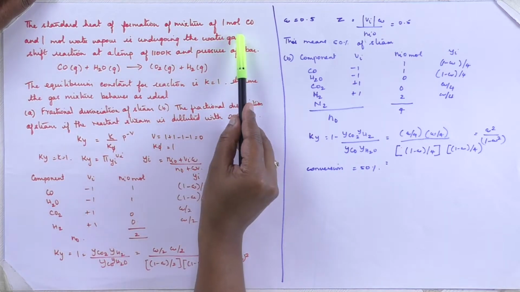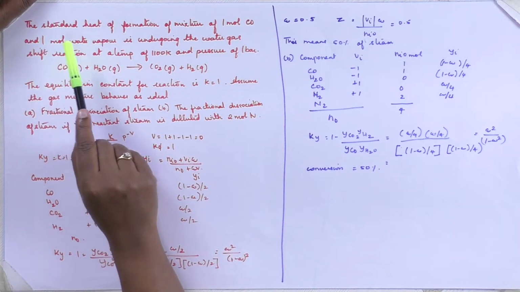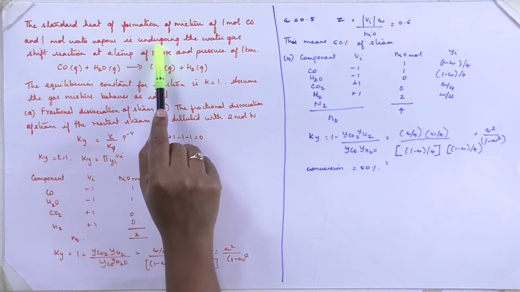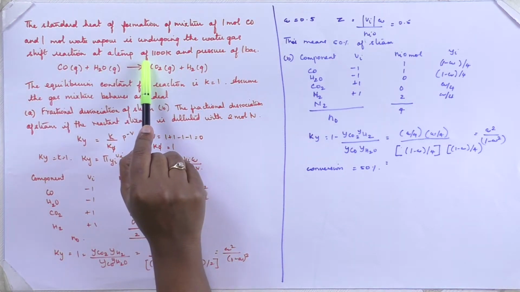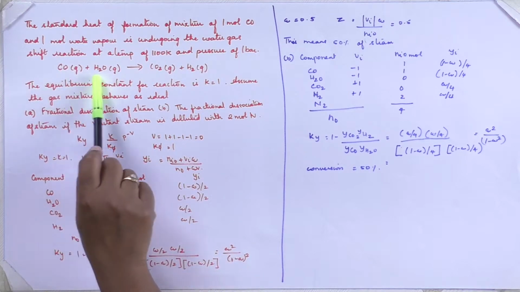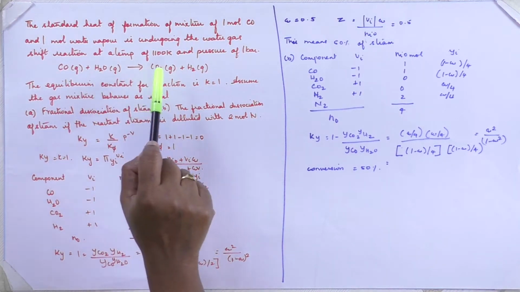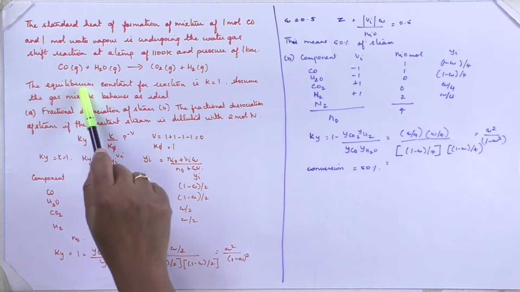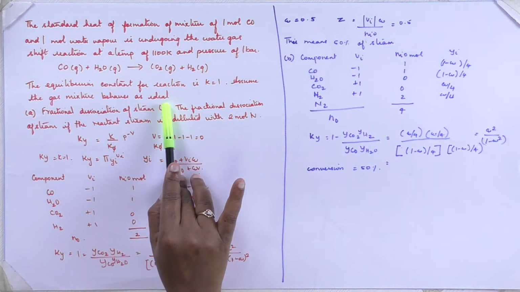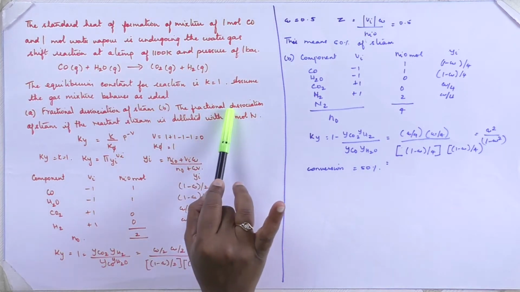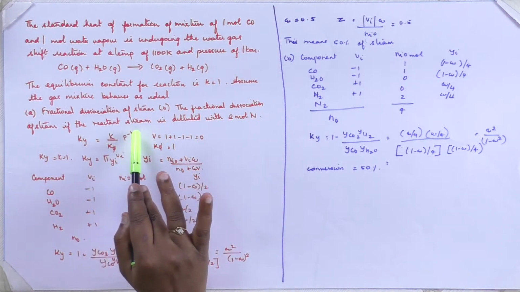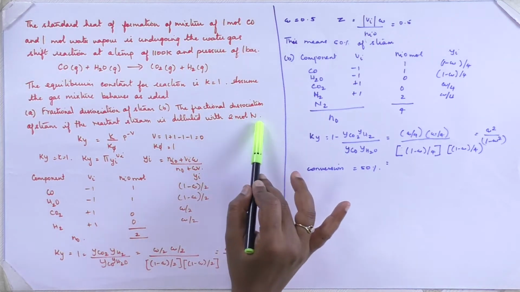Now we are going to see a problem based on the inert material. The standard heat of formation of a mixture of 1 mole of CO and 1 mole of water vapor is undergoing the water gas shift reaction at a temperature of 1100 Kelvin and pressure of 1 bar, and the reaction is carbon monoxide plus water gives carbon dioxide plus hydrogen, where the equilibrium constant for the reaction is K equal to 1. Assuming the gas mixture behaves ideally, we have two subdivisions to be calculated: one is the fractional dissociation of steam, the other is the fractional dissociation of steam if the reactant stream is diluted with 2 moles of nitrogen.